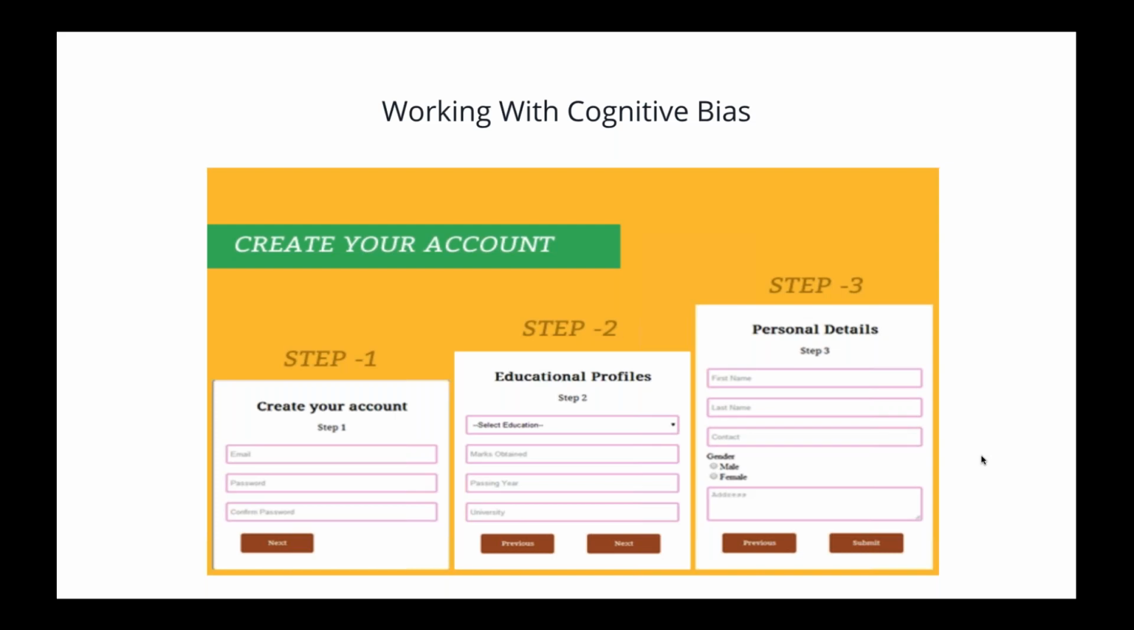Another situation where cognitive bias comes into play on a website is when the user realizes that he does not have enough time. In this particular example, we're breaking your sign up form into different steps, which eases out that cognitive bias, because the user perceives that filling up a small step, or breaking your sign up process into different steps, helps him to save time.